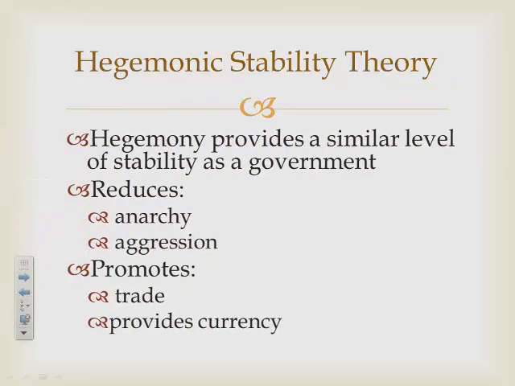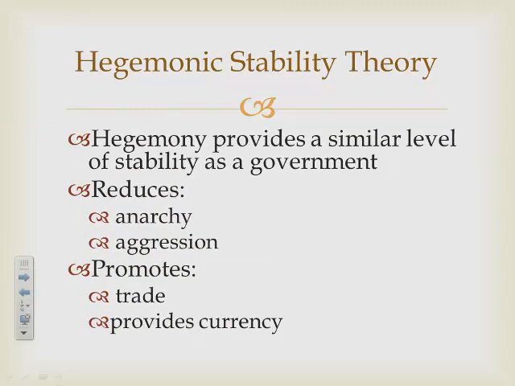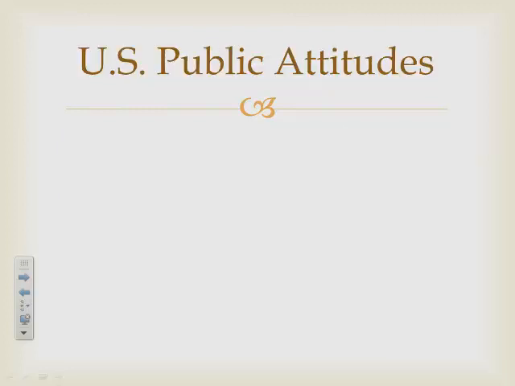There's a group that believes that hegemons create stability because they provide a similar level of stability as if you had a world government. This is that idea of dominance that we talked about in the very first lecture. It can reduce anarchy and aggression because it has the power to punish and reward behavior that it likes. And it can promote trade, and it does this oftentimes by providing a common currency and providing common rules that states can use when they trade with one another.